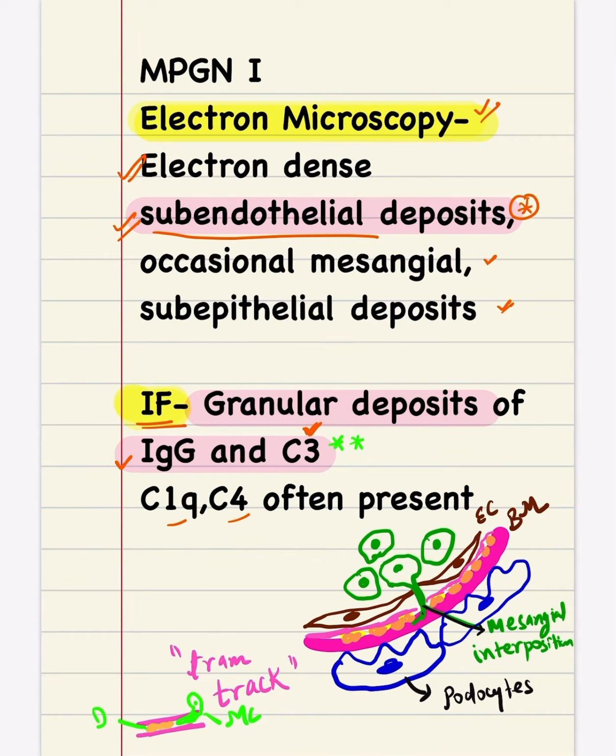Now see, this is again the same diagram. These are the visceral epithelial podocytes, this is the basement membrane, and these are the deposits which are subendothelial. And mesangial cells also sometimes interpose between the glomerular basement membrane adjacent to the deposits, so that causes the tram track appearance. So mesangial interposition is there.